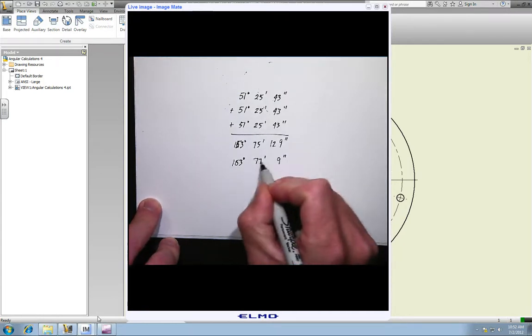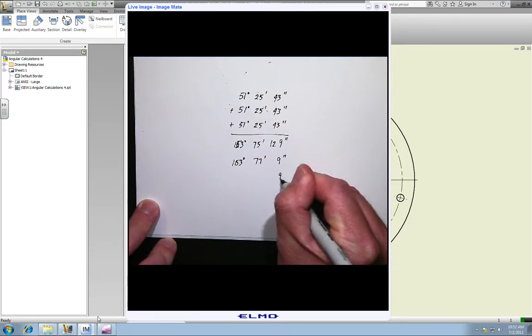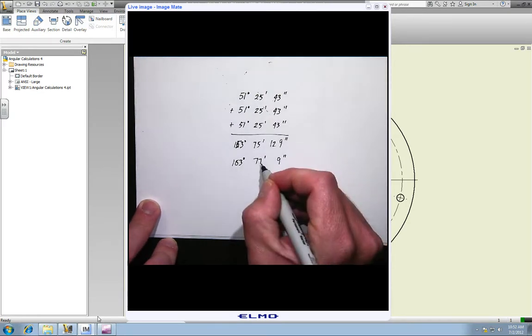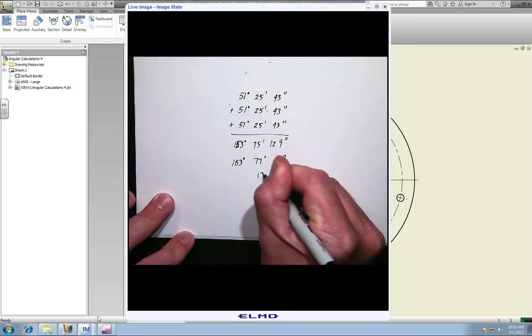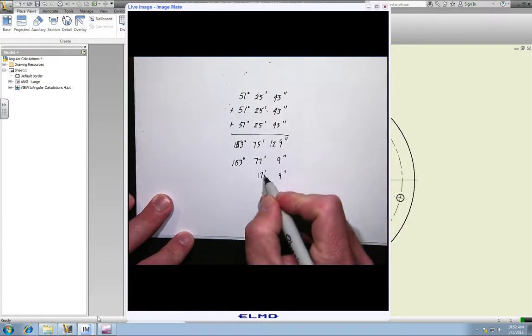Well, we still have the problem where we have too many minutes. Okay, so the seconds are okay now. I'm going to divide 60 into 77. Well, it goes in one time, and then I have 17 minutes left over. So I'm going to write the leftover part there. 60 minutes is equal to 1 degree.